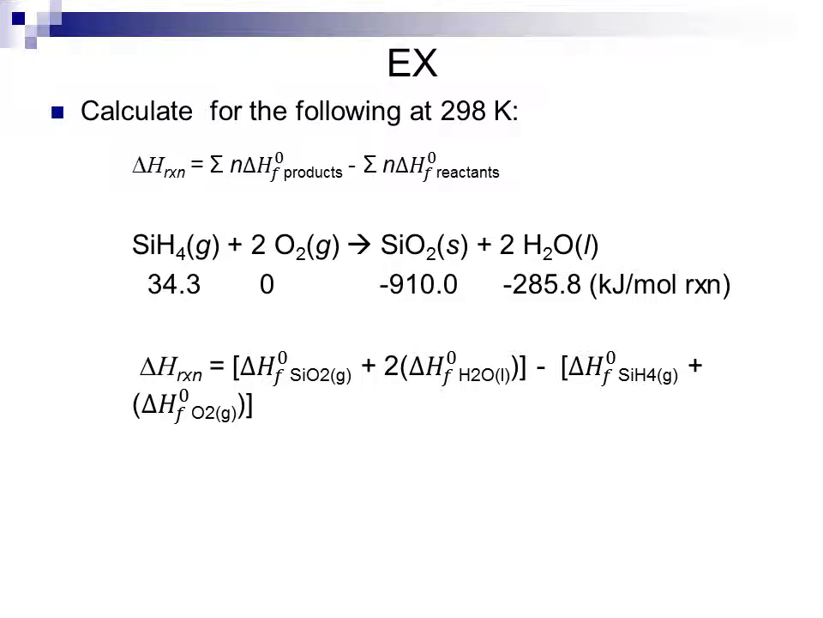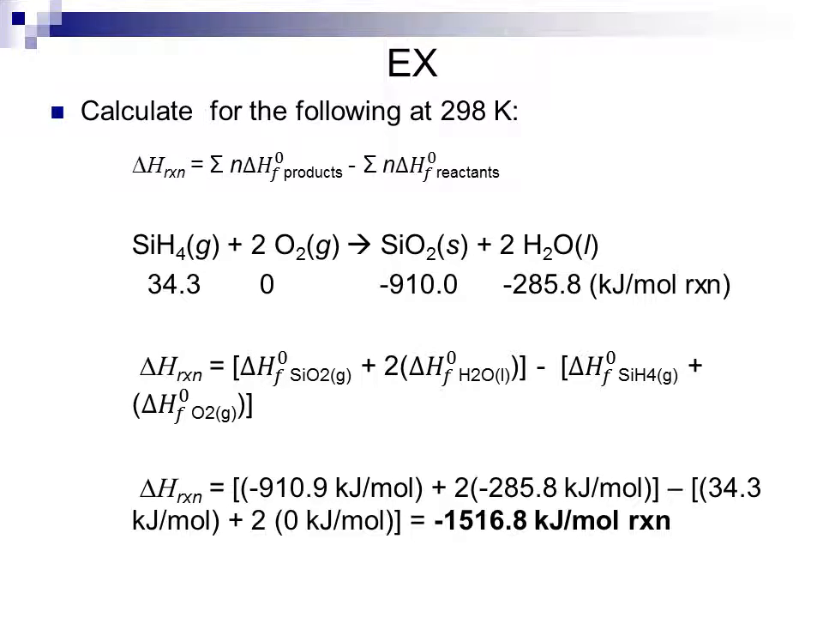Overall, the heat of reaction then is the heat of formation of the silicon dioxide plus the heat of formation of the water times 2. From this, we would subtract the heat of formation of the silicon tetrahydride plus the heat of formation of the oxygen. If we look at the reaction then, that's negative 910.9 kilojoules per mole plus 2 times negative 285.8 kilojoules per mole, subtracting from that 34.3 kilojoules per mole plus 2 times 0, which gives us an overall heat of reaction of negative 1516.8 kilojoules per mole reaction.